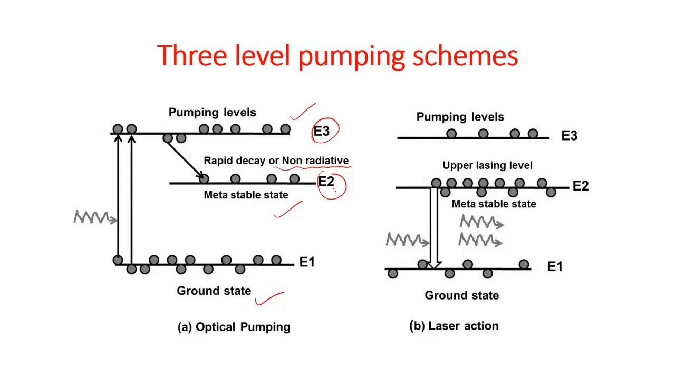At one stage, more electrons are accumulated in the metastable state E2. Thus, the population inversion is achieved between E1 and E2. An incident photon interacting with the laser system can trigger the stimulated emission and thereby result in laser action.